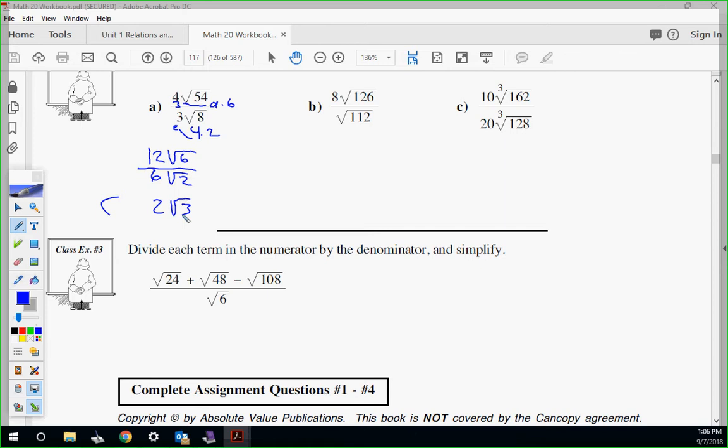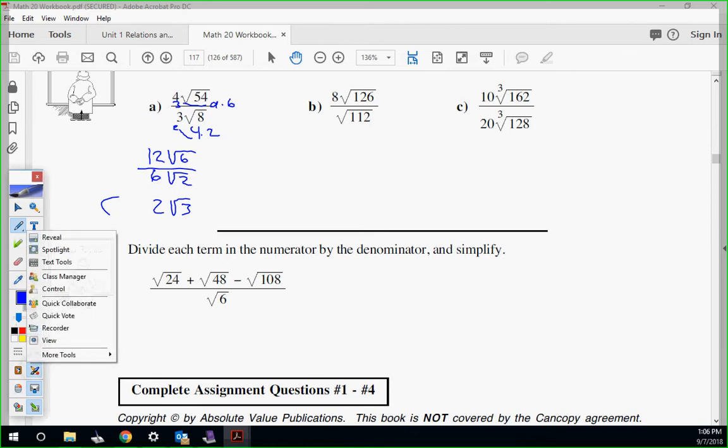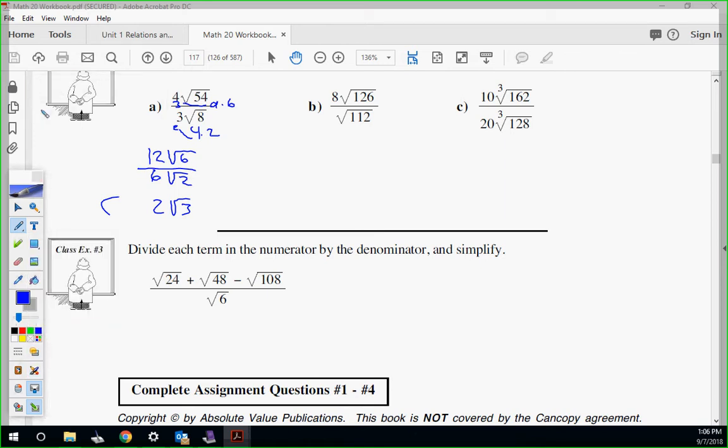Go ahead and try B. See if you can get that there. What did 126 break down to? 9 and 14. Okay. And how about 112? 16 and 7. We like that because 14 and 7 will be left, so that's good. So 9 comes out as a 3, so we have 24 root 14 over 4 root 7, 6 root 2. Yep.